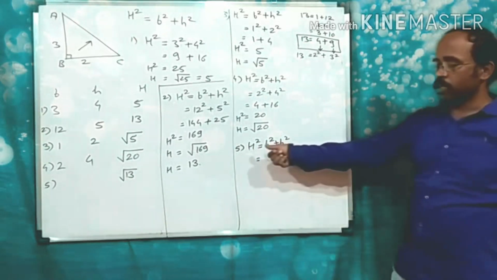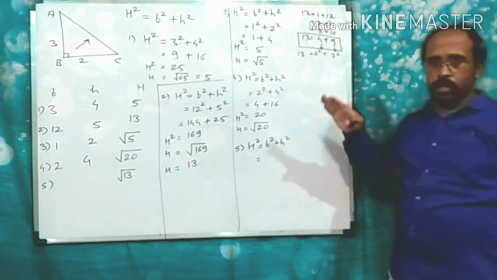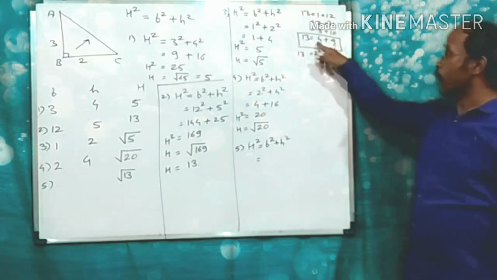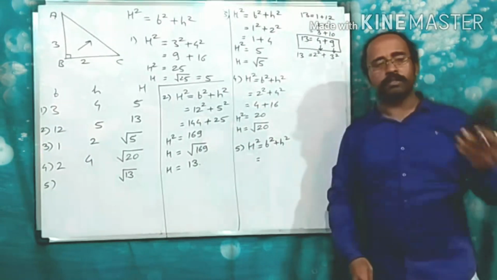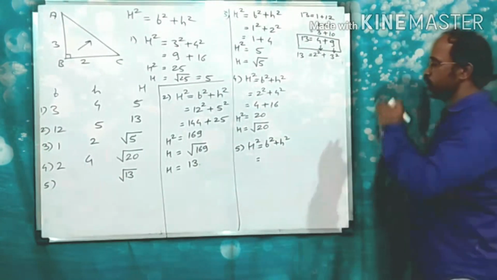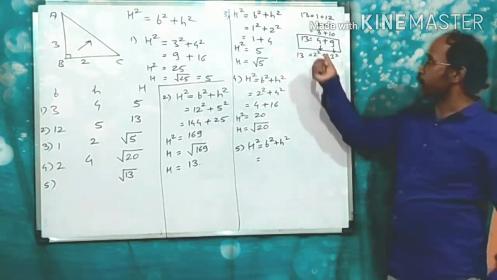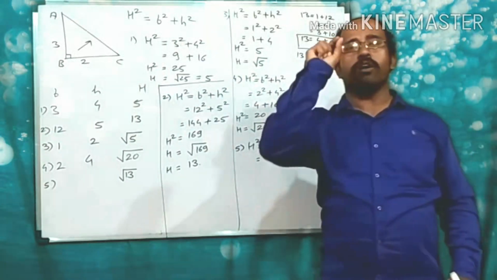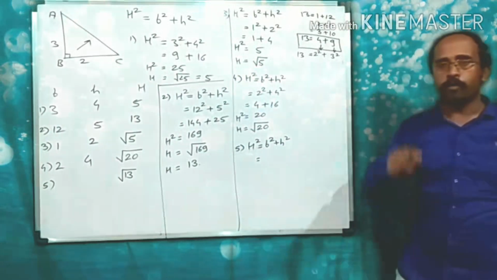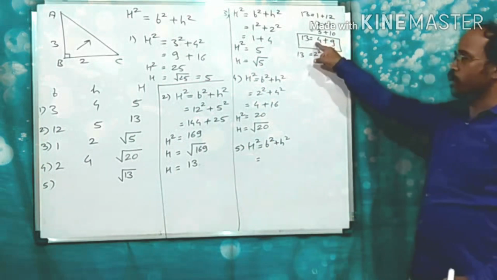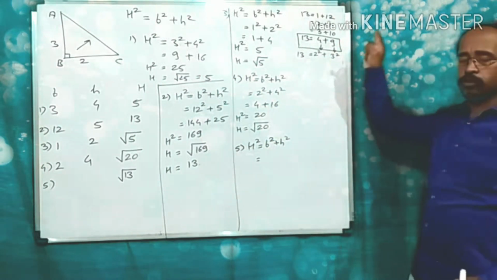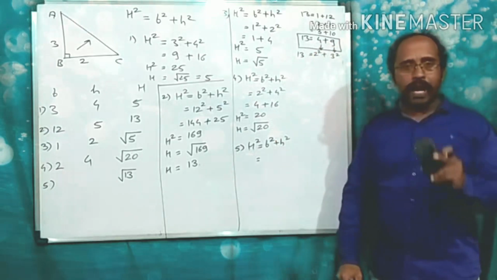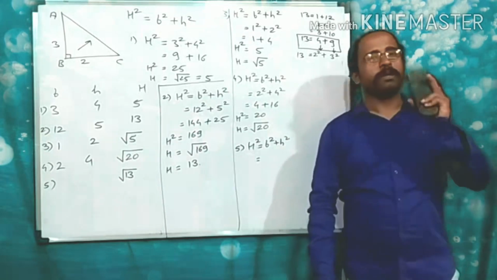Once again students, there are various combinations of 13: 1 plus 12, 2 plus 11, 3 plus 10, 4 plus 9, 5 plus 8, 6 plus 7. Lot of such combinations. But why are we taking 4 plus 9? Because we want this 13 as addition of squares of two numbers, and 4 is a square of one number, 9 is also square of another number. So this 13, 4 plus 9 is nothing but addition of squares of two numbers.